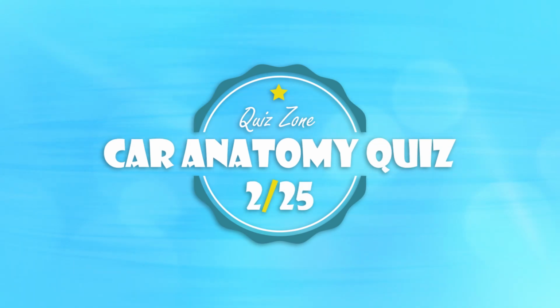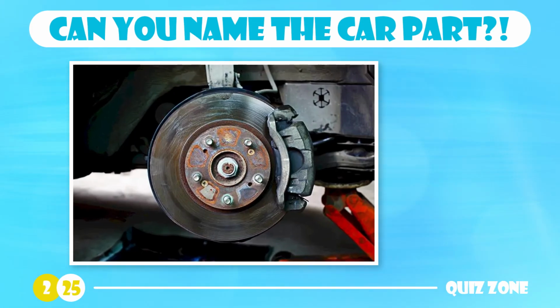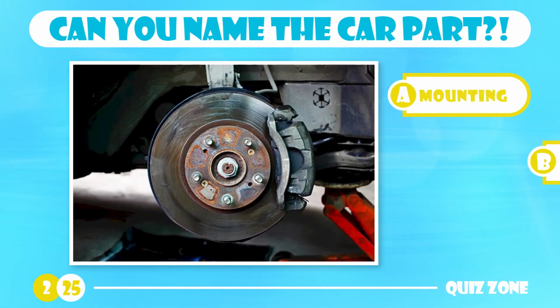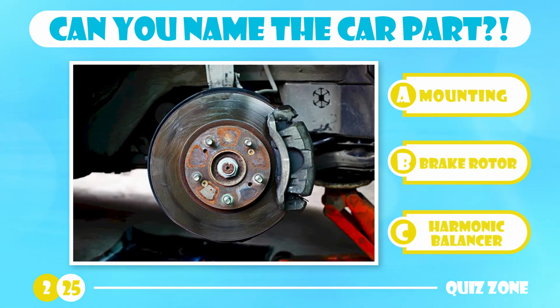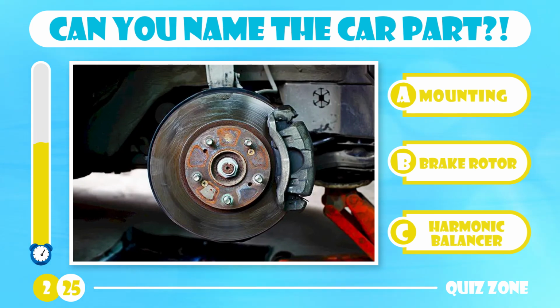Here we have the second part. Can you accurately name this car part? Is it mounting, brake rotor, or harmonic balancer? This is a major component of the braking system for your vehicle. When you apply the brakes, the brake discs clamp to the rotor, slowing the car down.